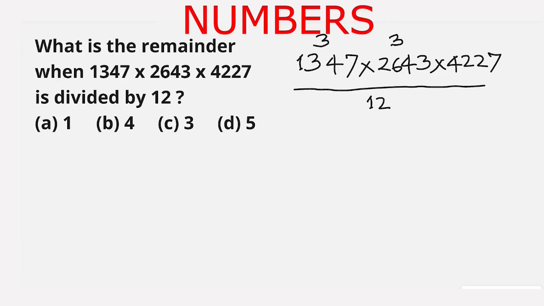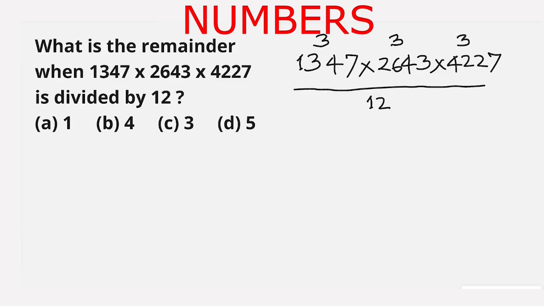Now 4227. When we divide it by 12, 12 times 3 is 36. 42 minus 36 is 6. We carry 2. It becomes 62. 12 times 5 is 60. And 62 minus 60 is 2. We carry 7. It becomes 27. And 12 times 2 is 24. 27 minus 24, the remainder is 3.